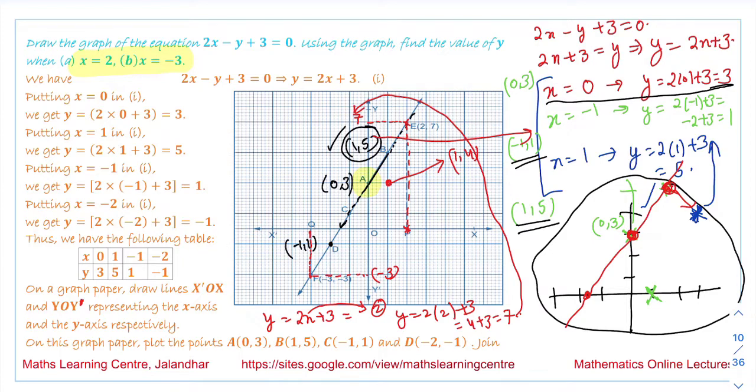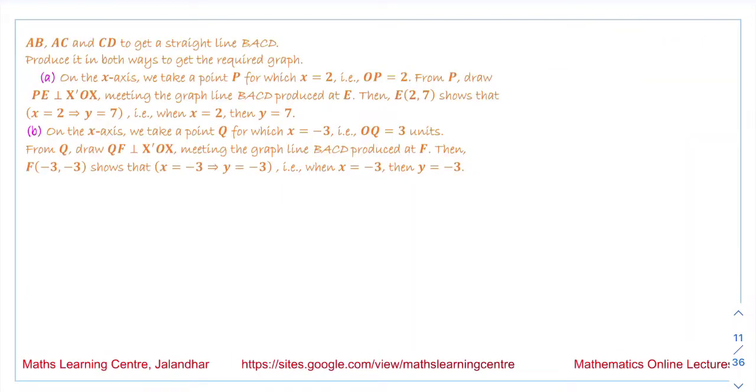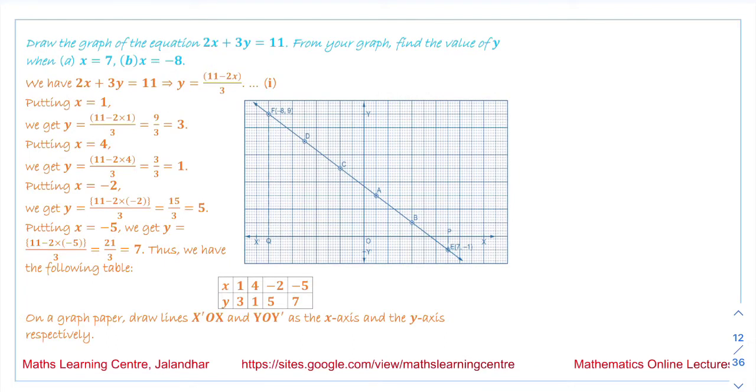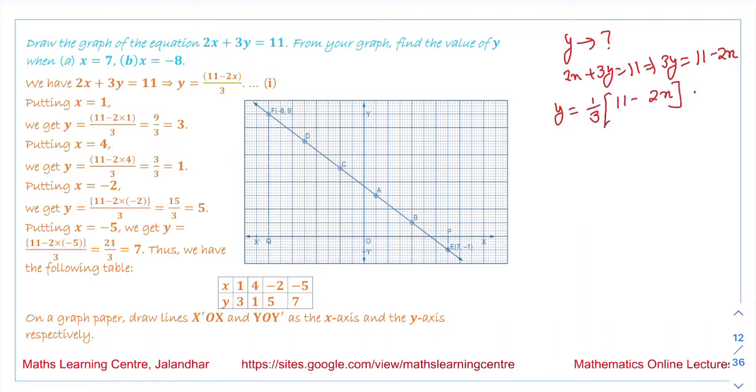Now in the next question we have to draw the graph of the equation 2x plus 3y is equal to 11, and from your graph find the value of y when x is equal to 7 and x is equal to minus 8. Again the same steps are there. First of all we write the value of y. So 2x plus 3y equal to 11. This implies 3y is equal to 11 minus 2x. So the value of y is 1 by 3 times (11 minus 2x).